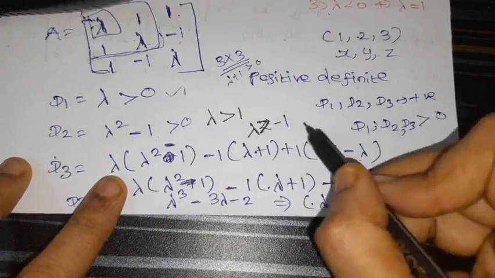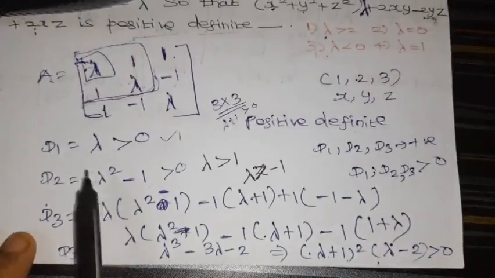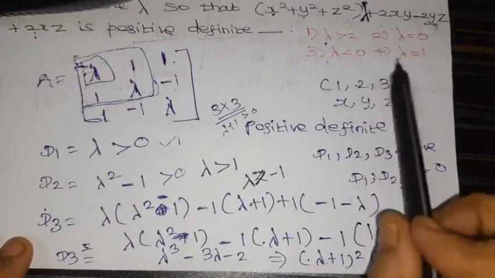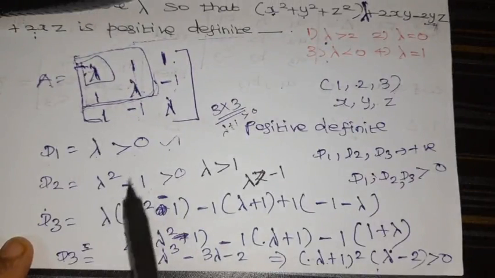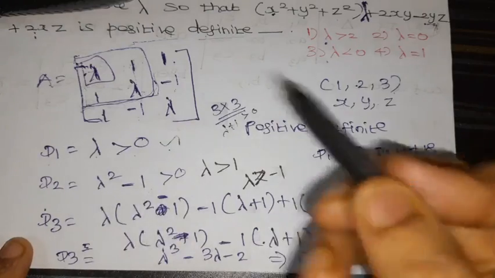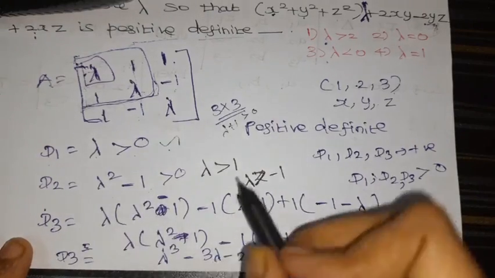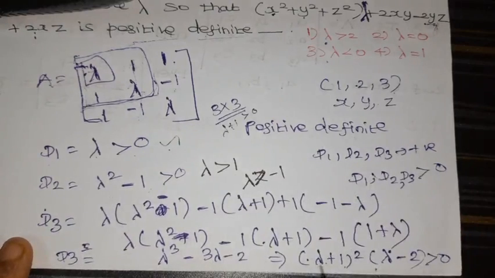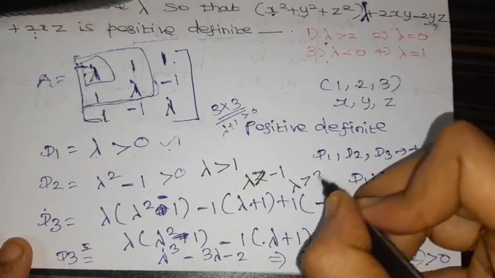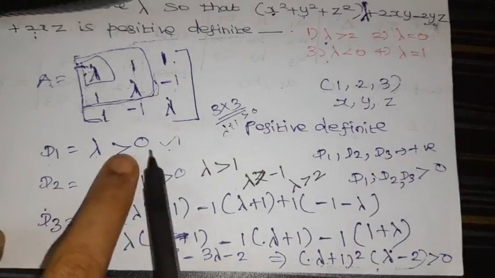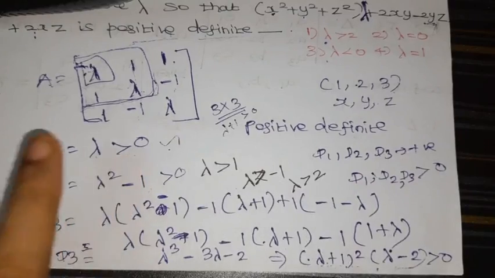Guys, can you understand? I am just checking the conditions that match the options. From d1, lambda should be greater than 0. Here lambda squared minus 1 greater than 0 means lambda squared greater than 1, so lambda is greater than 1. In d3 we have two factors: lambda plus 1 the whole square gives lambda greater than minus 1. Then lambda minus 2 greater than 0 means lambda greater than 2. So lambda should be greater than 0, 1, minus 1 and 2.